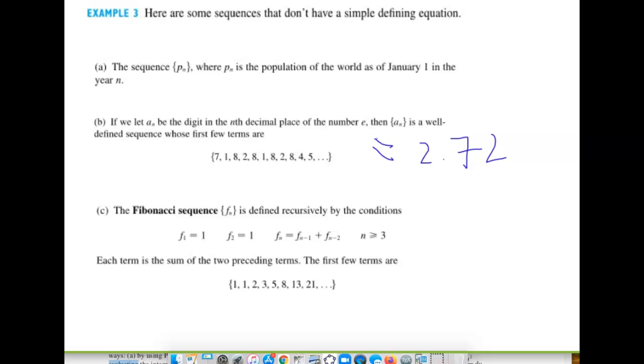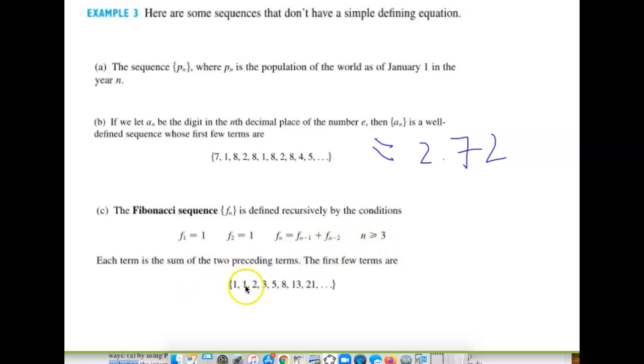And then I'm sure you've heard of the Fibonacci sequence. Maybe heard the name. That's what we call a recursively defined sequence. You can define that pretty well, but you just have to use the first few terms. So the Fibonacci sequence is defined such that f sub 1 is 1, f sub 2 is 1, and then every f sub n after that is defined as the sum of the previous two terms. Specifically, n has to be greater than or equal to 3.